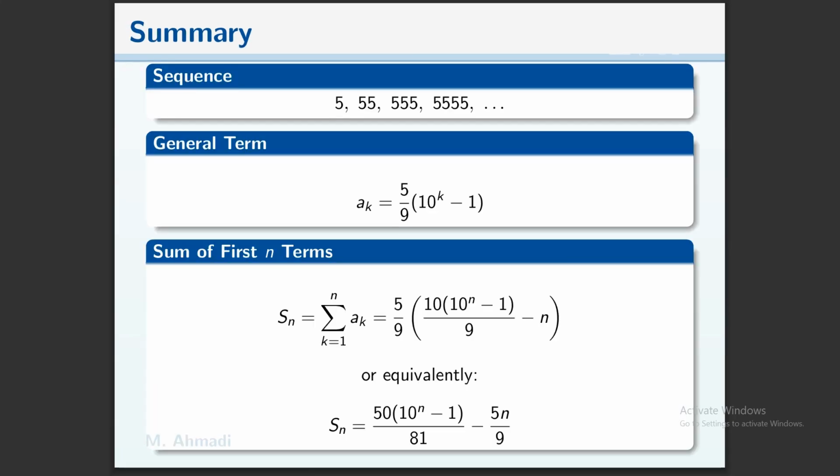Here we can see the summary of the solution. The sequence is 5, 55, 555, 5555, and so on. The general term is a_k equals 5 over 9 multiplied by (10^k minus 1). And the sum of the first n terms is Sn equals the sum from k equals 1 to n of a_k, equals 5 over 9 multiplied by (10 multiplied by (10^n minus 1) divided by 9 minus n), or equivalently Sn equals 50 multiplied by (10^n minus 1) over 81 minus 5n over 9.